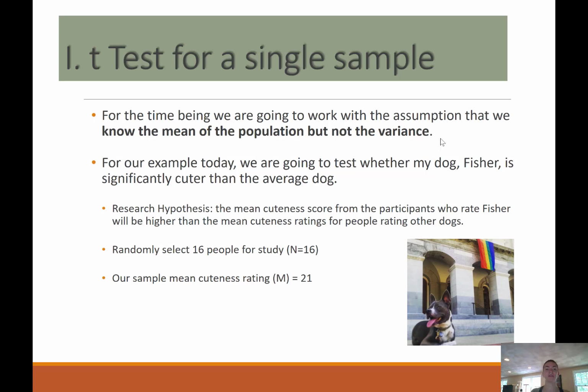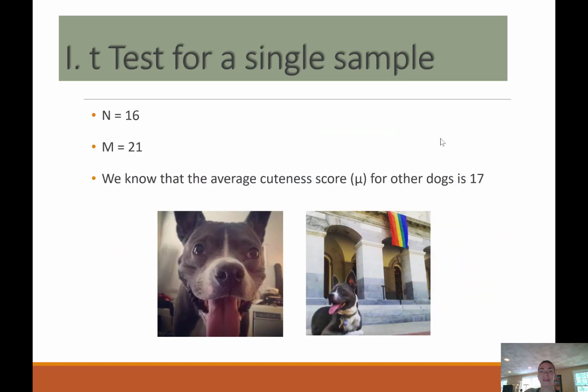So for my study, I randomly select 16 people. So my N, or my sample size, is 16, and my sample cuteness rating, they gave Fisher an average rating of 21 on the cuteness scale. So I'm collecting information. I know N is 16, capital M, my sample mean, is 21. And let's say that I also happen to know that the average cuteness score for the comparison population for people who rate other dogs, people typically think dogs are about 17 on the cuteness scale.